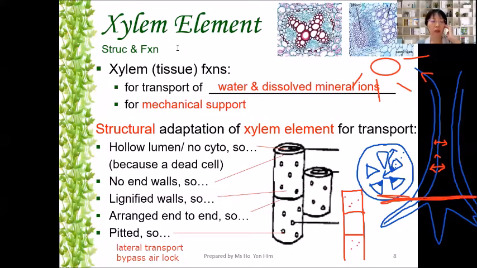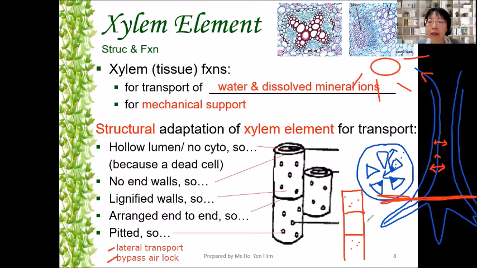Okay, so the function of the xylem vessel is for lateral transport. So as the water is transporting up, you have to move sideways to supply the surrounding cells with water. Okay, so this is lateral transport. Then the second function of the pit is to bypass airlock.